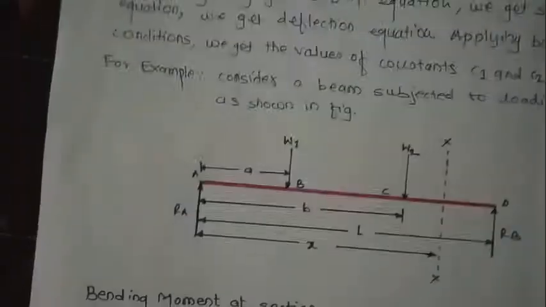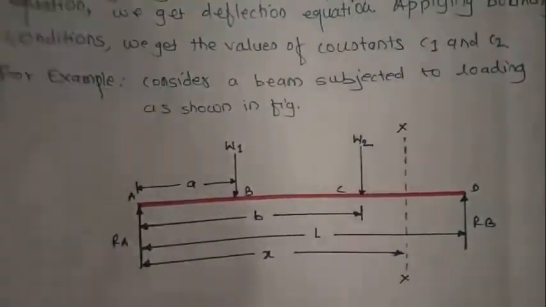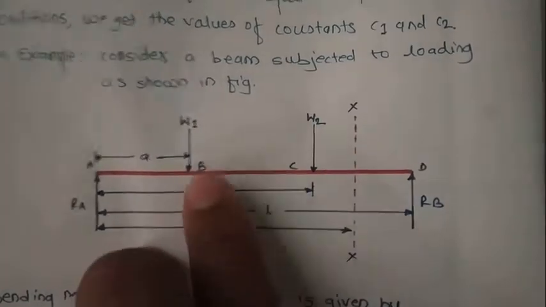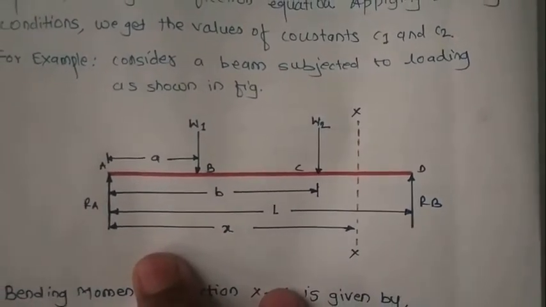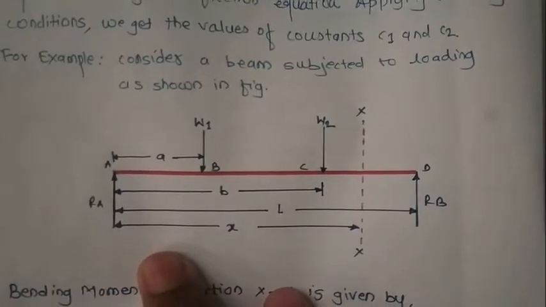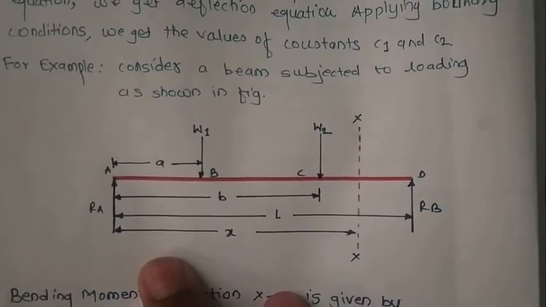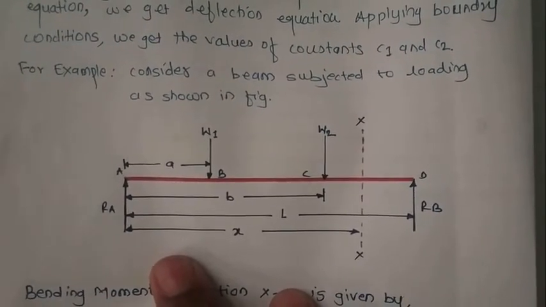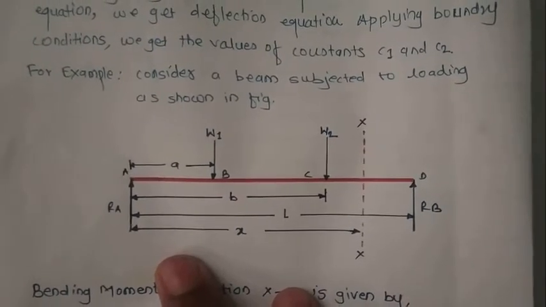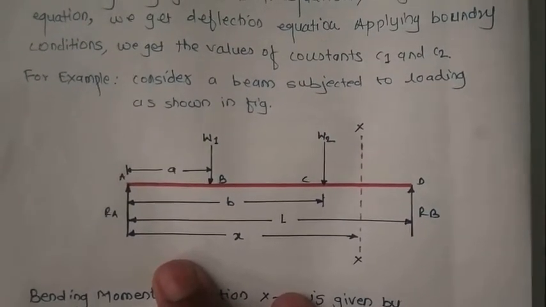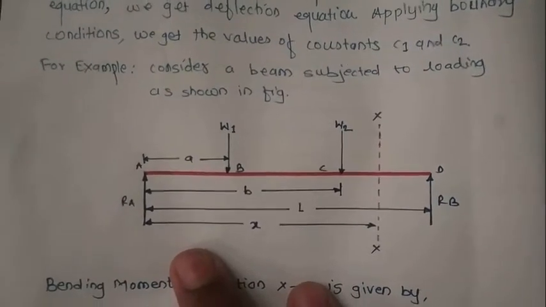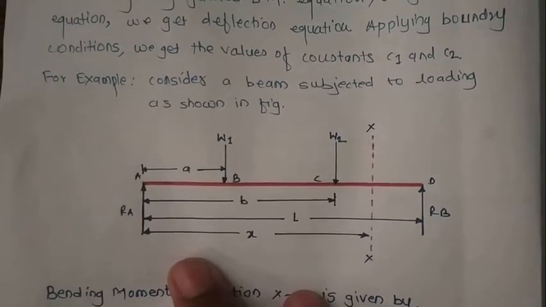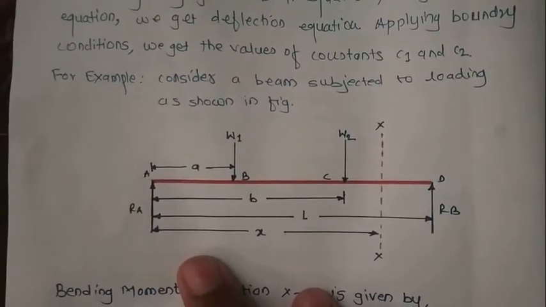This is the figure. This is a beam, AD. At point B, W1 is the load acting, at a distance a from point A. W2 is the point load acting at point C, and the distance of this load from point A is small b. RA and RB are the reactions at points A and B. XX is a section, at a distance X from point A.